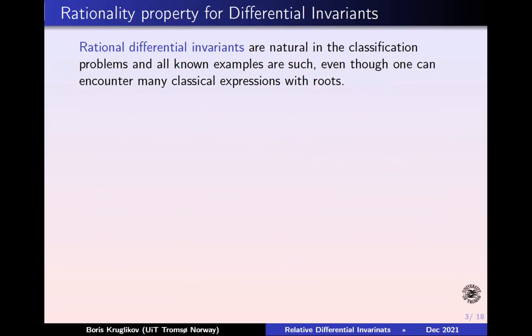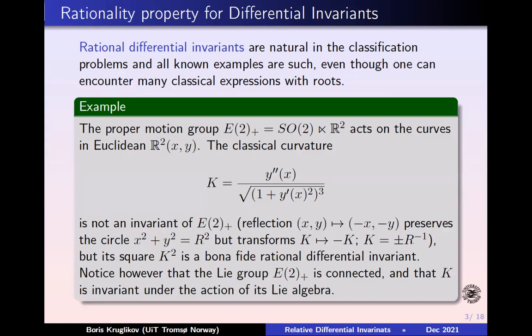They actually arise often in classification problems. A careful look shows that all examples are such, but simultaneously one sees many classical expressions with a root. Here is one example of an expression with a root. Consider the motion group, or proper motion group, also with no reflections, so a connected group. It acts on curves in Euclidean space: the group acts on the plane, and therefore it also acts on curves. The classical curvature is this expression: y double prime divided by the quantity 1 plus y prime squared, with the denominator to the power 3 over 2.